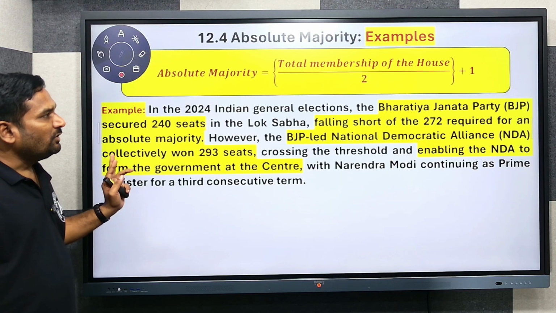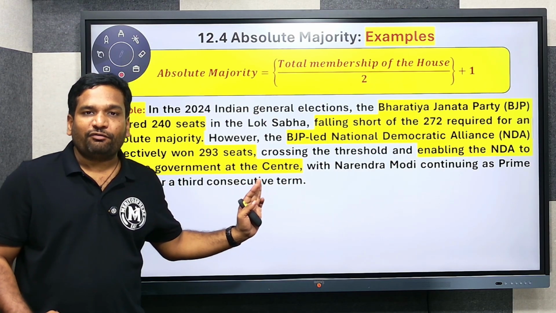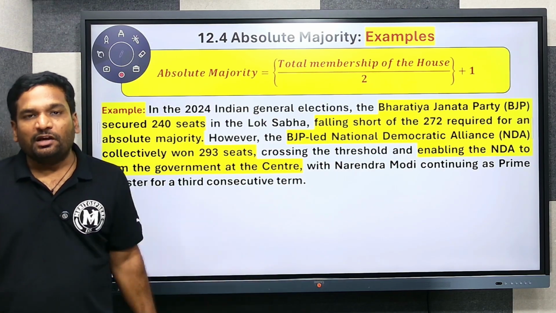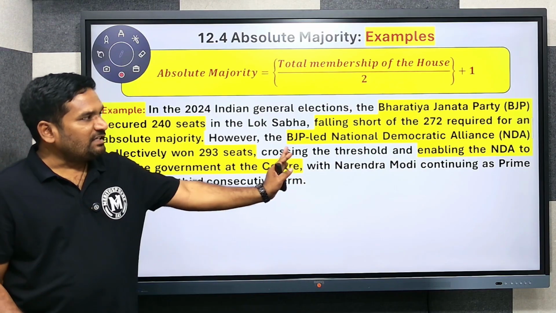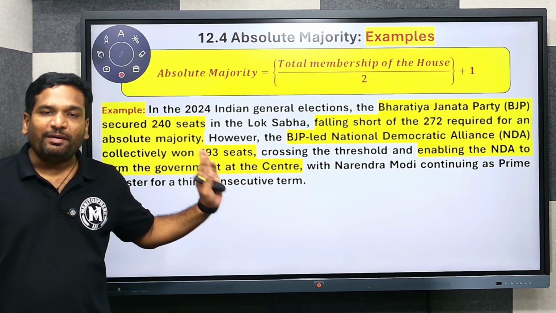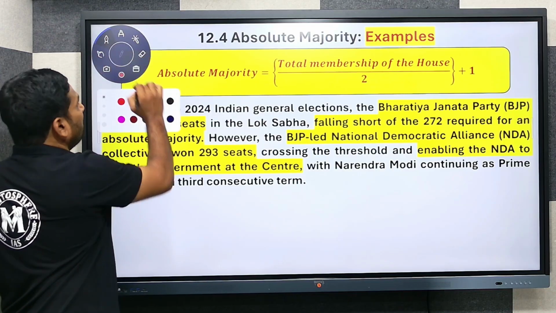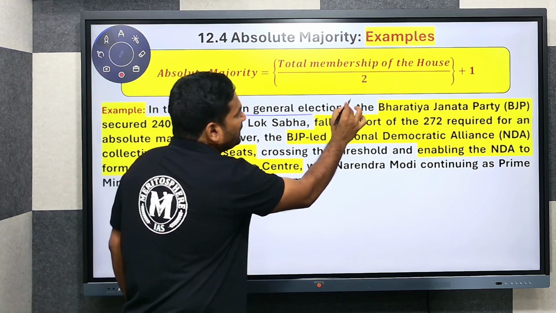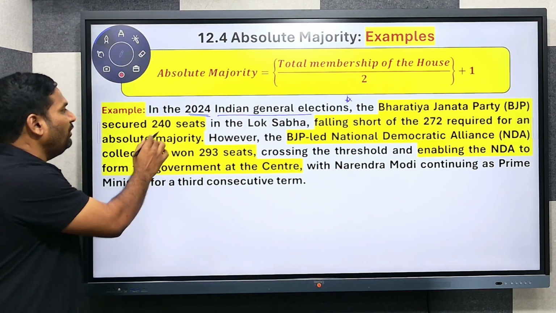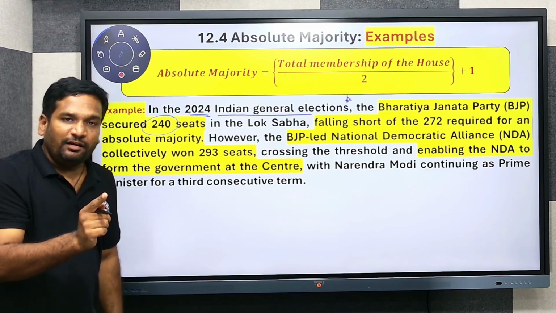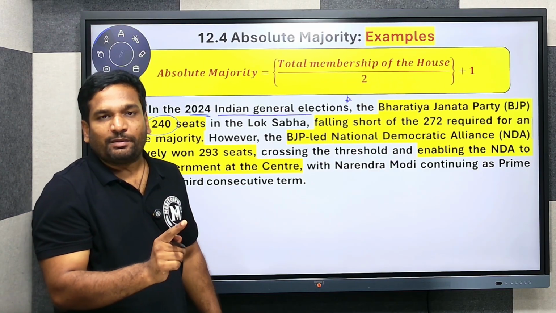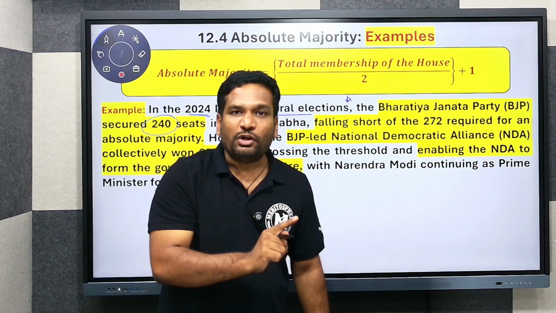So now examples. I have considered the examples from the perspective of formation of the governments. The first example deals with the formation of the government at the central level, that is BJP, in the 2024 general elections. In the 2024 Indian general elections, the BJP has secured 240 seats. So we have to see the absolute majority in the Lok Sabha. The absolute majority in the Lok Sabha is 272.